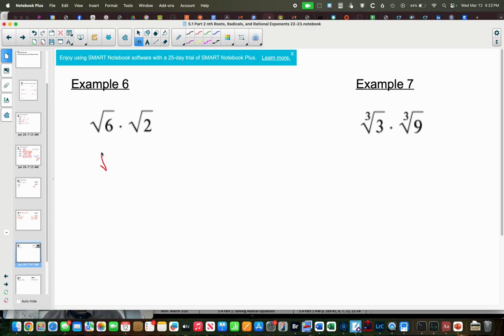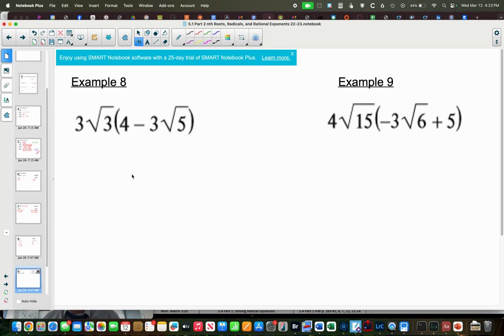All right, you can multiply these together inside of a square root. So 6 times 2 is 12, square root of 12. And then you got to simplify square root of 12. Well, 4 goes into it 3 times. All right, so square root of 4 is 2. So it's 2 square root of 3. All right, so here, these are both cubed roots, so we're going to multiply the 3 and the 9 together. So it's 27. So the cubed root of 27 is just 3. So the answer is just 3.